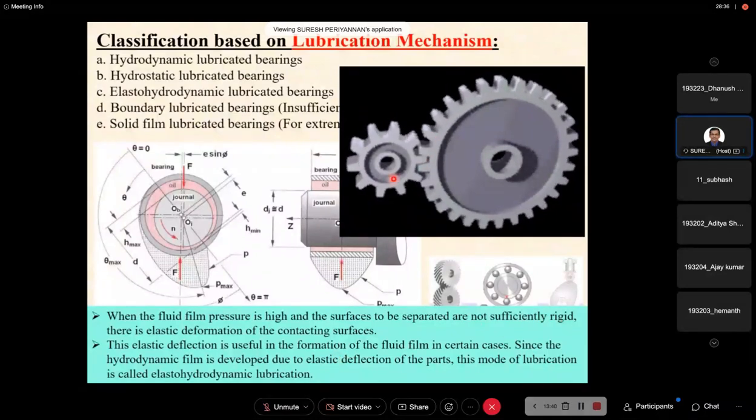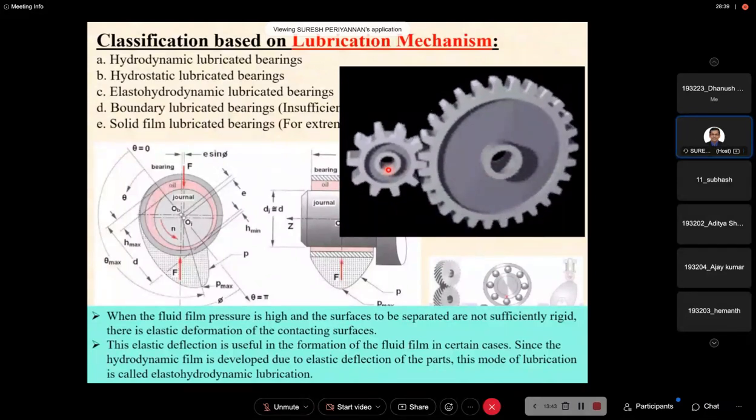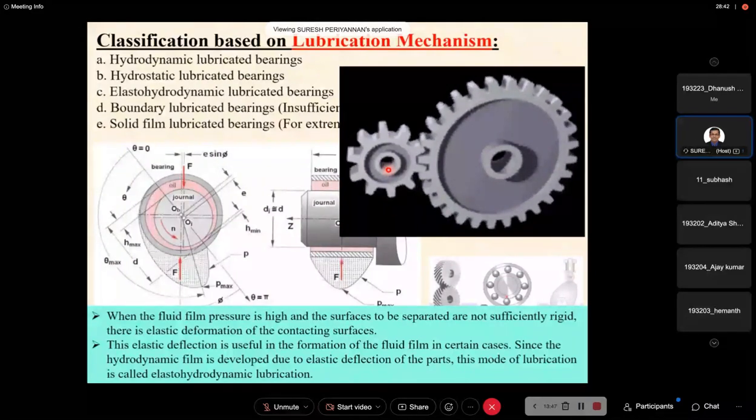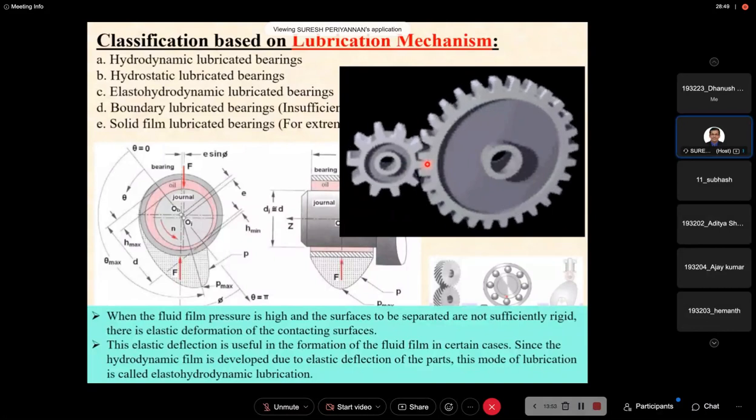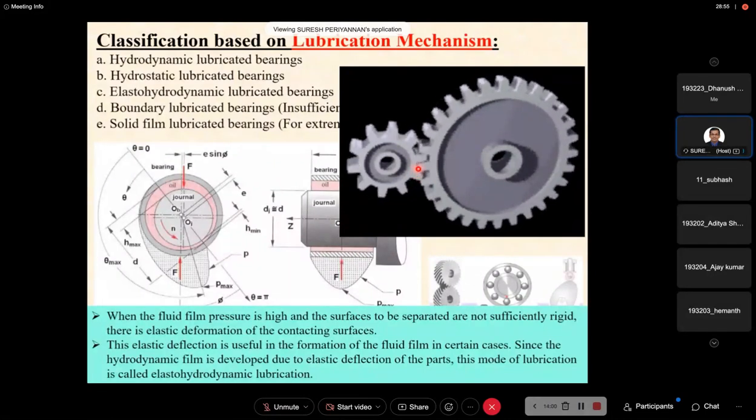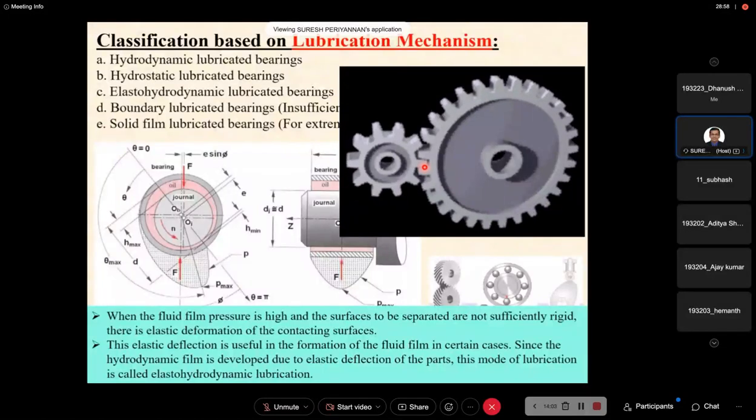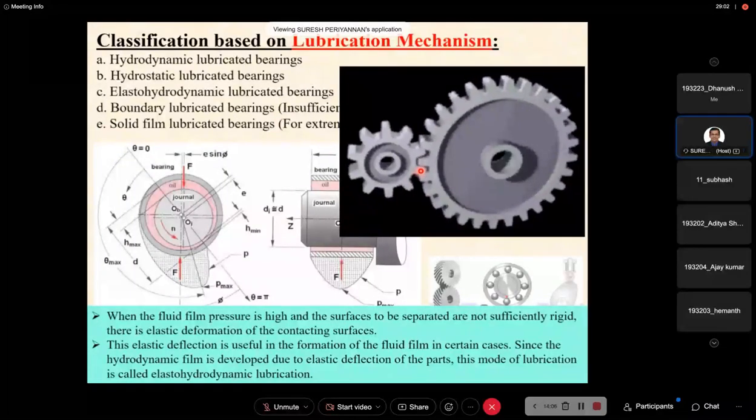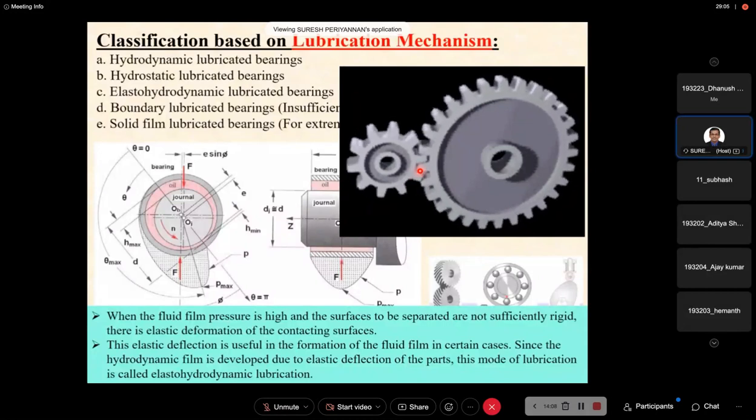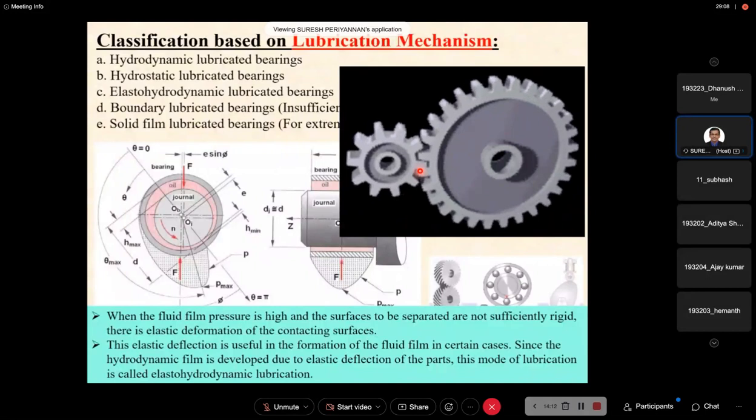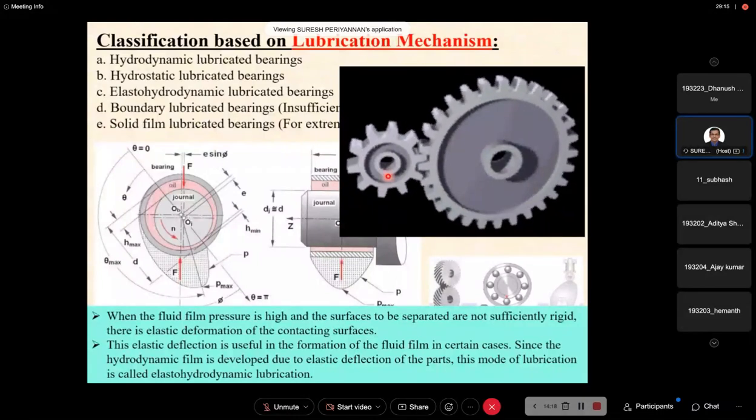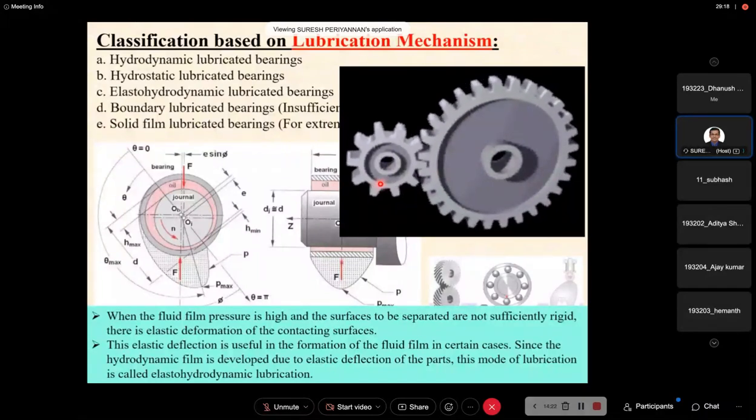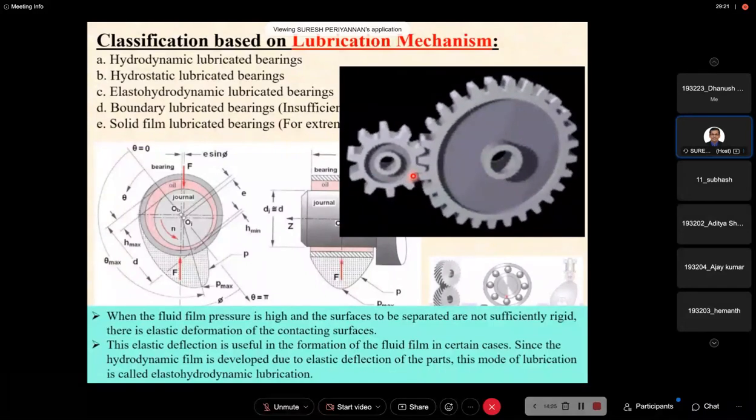For example, when two gears rotate at very high speed, the pressure of the fluid becomes very high. Then these two meshing teeth contact each other, under the high pressure of the fluid. We already know that radial pressure PR is there, tangential pressure PT is there, and axial thrust is also there, right? Due to that, the high pressure fluid tries to deform the contact surfaces. That deformation is called elastic deformation.